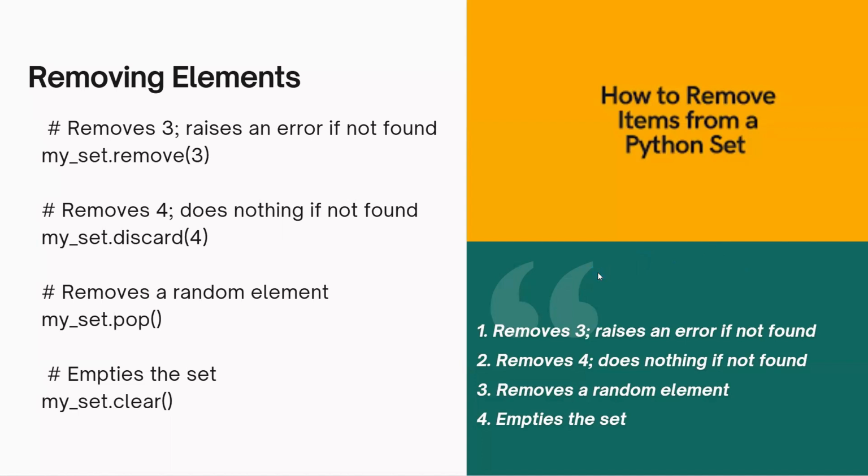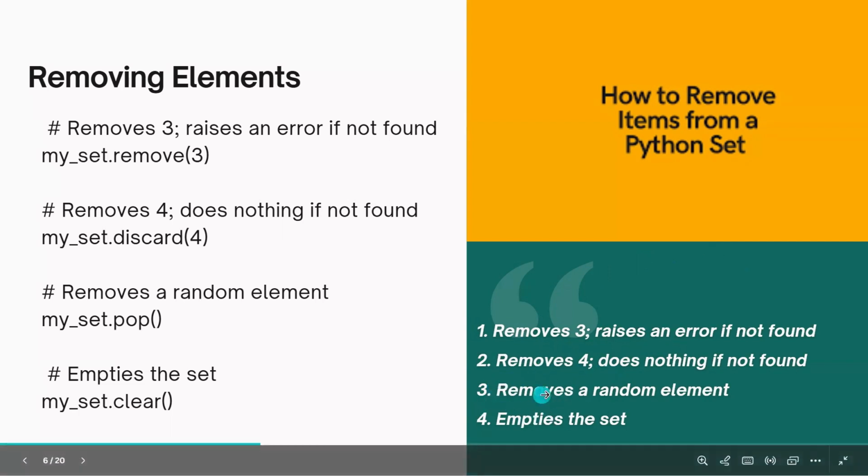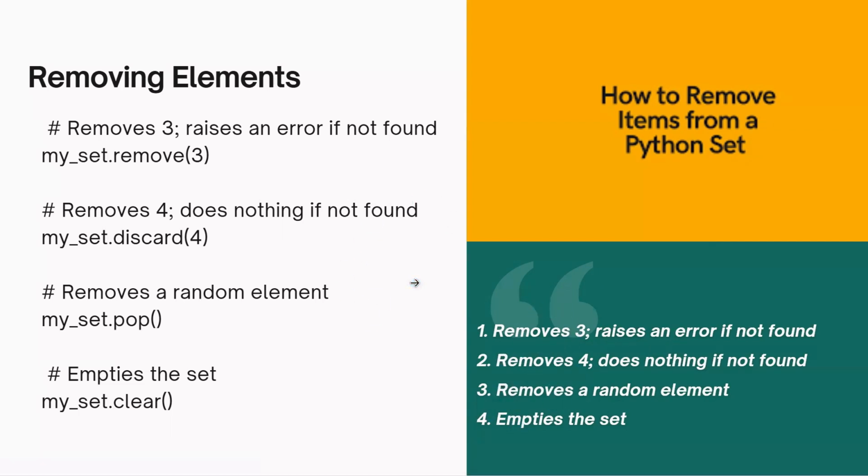So next one is removing elements. That means we are removing elements. Here I am removing 3. It raises an error if not found. And also if I discard 4, it does nothing if not found. And pop removes a random element, and clear empties the set. I'm doing these four. Let's see practically how it would look by running the program.